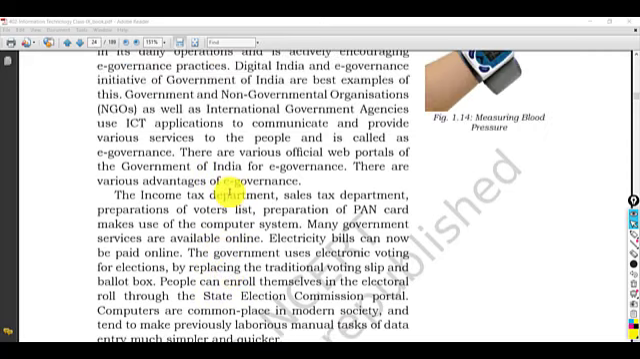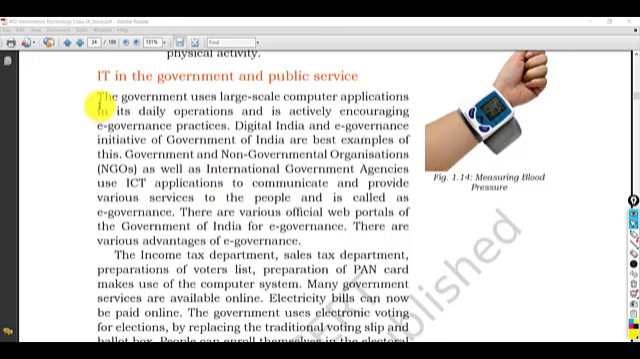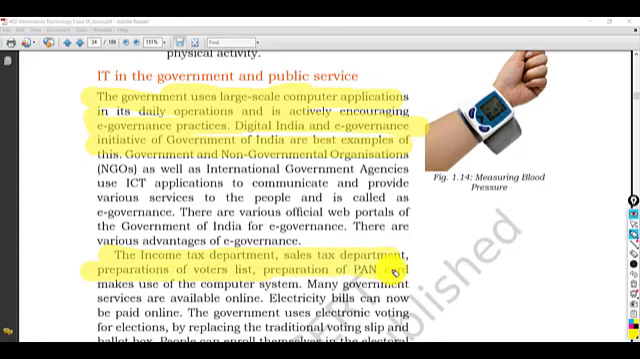So now, students, note down the definition of e-governance. The government uses large-scale computer applications and e-governance practices. Digital India and the e-governance initiatives of the government are the best examples of e-governance. Examples include the income tax department and the preparation of voter lists. Such definitions you can note down for IT in government and public services. Okay, students.